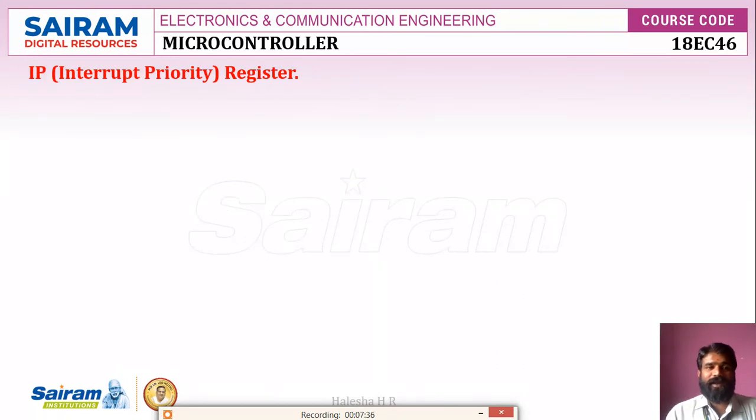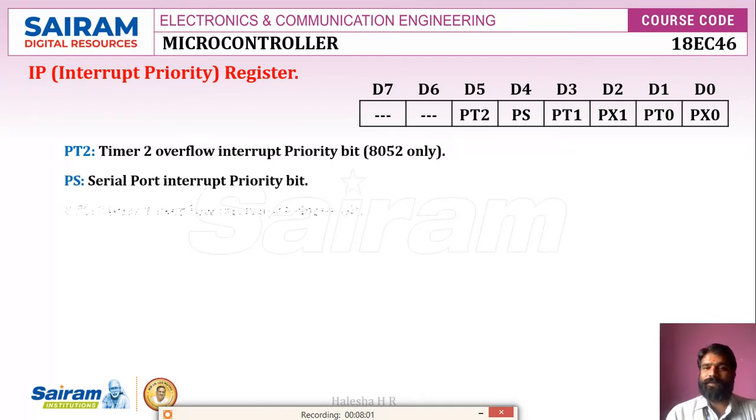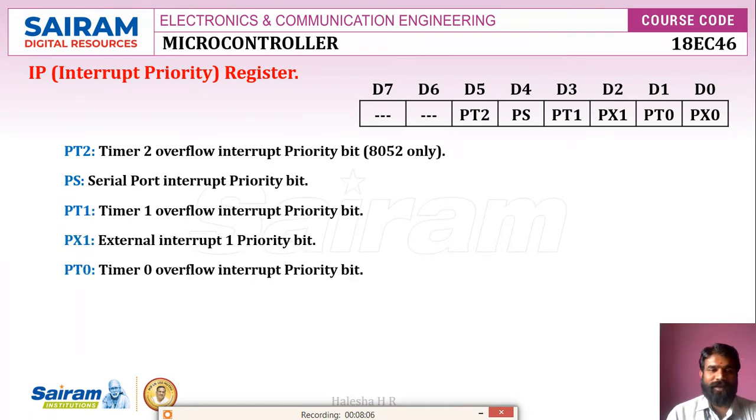Now we'll see the IP register. As I said, priorities can be assigned to the interrupts, and that priority will be set by the IP register. This is the status of the IP register. From D7, 2 bits are reserved. Next D5 is PT2, the timer 2 interrupt priority bit, then the serial port interrupt priority bit, timer 1 overflow interrupt priority bit, external interrupt 1 priority bit, timer 0 overflow interrupt priority bit, and external interrupt 0 priority bit.